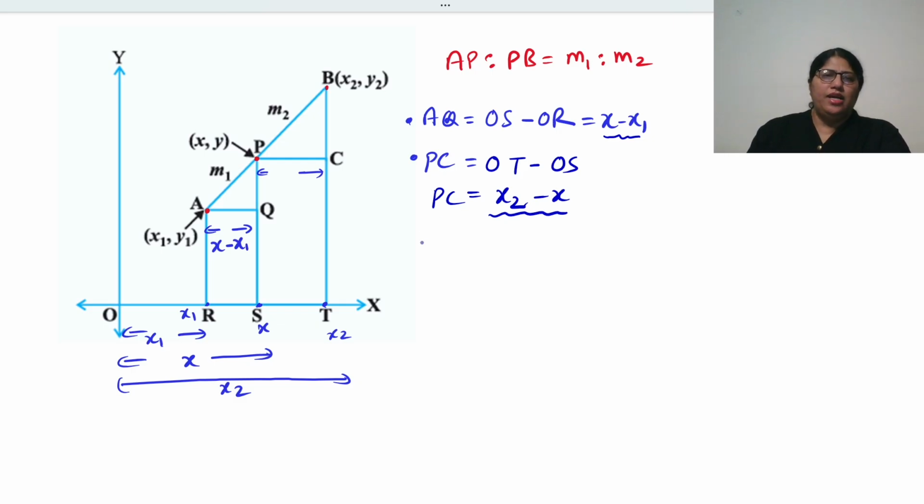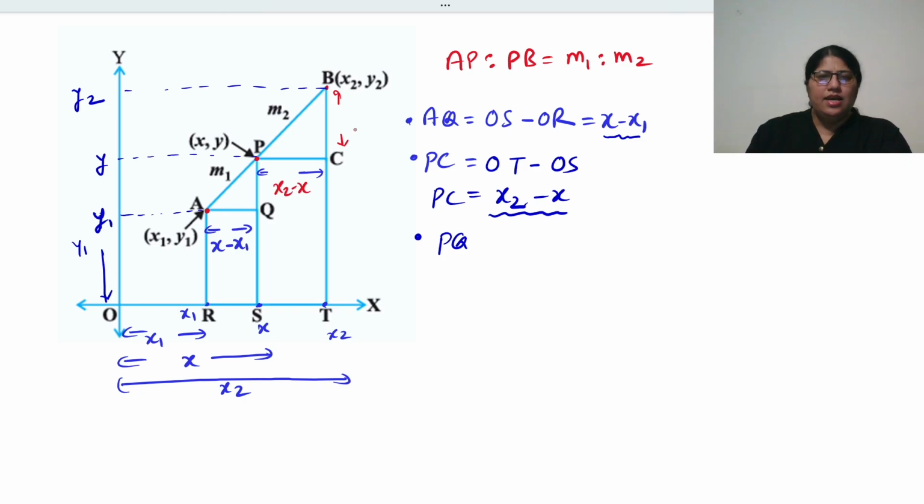Similarly, we can do the same thing for the vertical length. So how to get PQ? Because of the coordinates here of A, the length till point A is going to be y1, and till point Q this is your y, and till point B it is nothing but y2. So I need the length of this segment. First let me finish this. Then what is this length here? Y2 minus y.